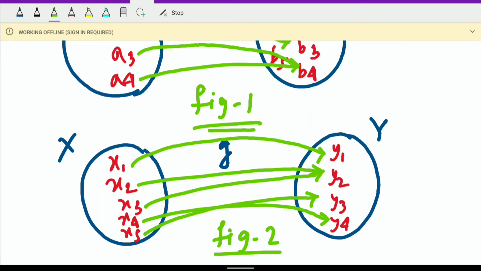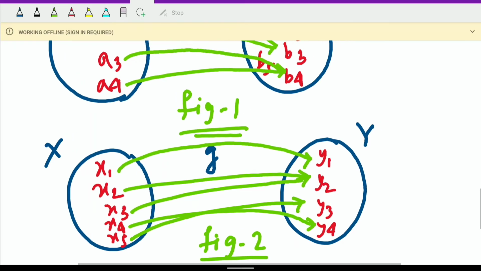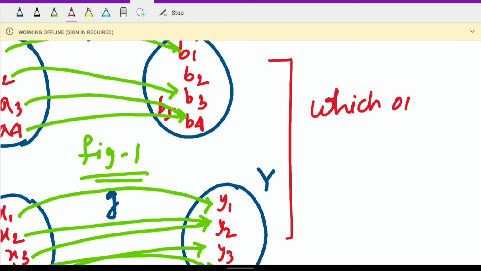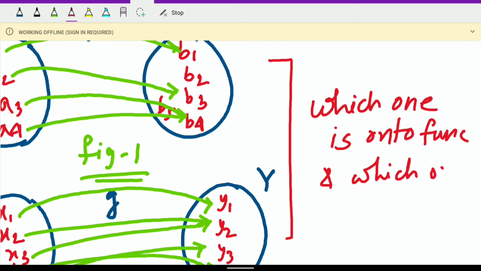Now your question is, which function is onto function and which function is into function? I am asking you a question, that is, in those two figures, which one is onto function and which one is into function? So what will be the answer? Just tell me what will be the answer.